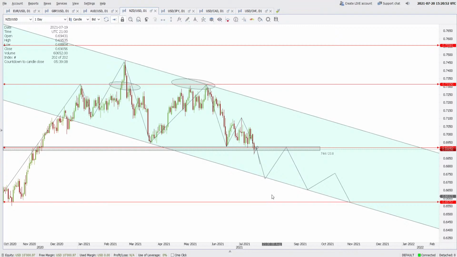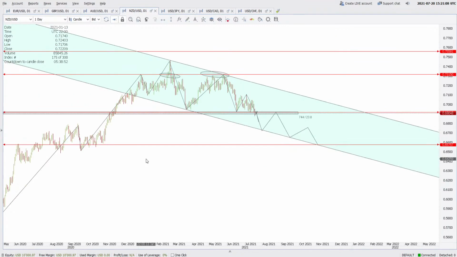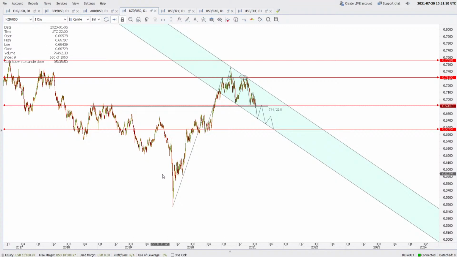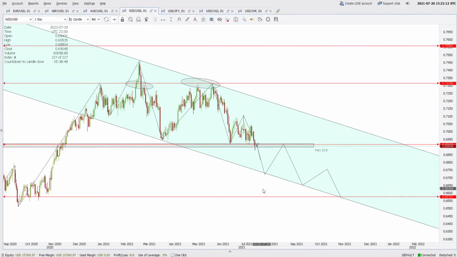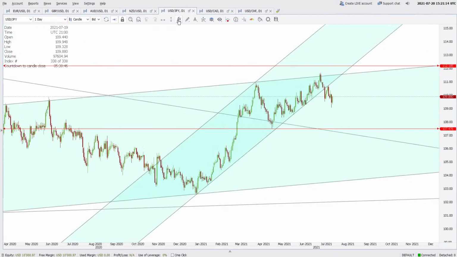So now the key level for us is this falling channel support line and 0.6575. But on the contrary, if the price starts going up from here, then this channel resistance line will act as a dynamic resistance, and then there is a fixed resistance of 0.7315, which is the horizontal line joining these two important highs that we have marked on the chart. All right, I hope you got the idea of the New Zealand dollar.